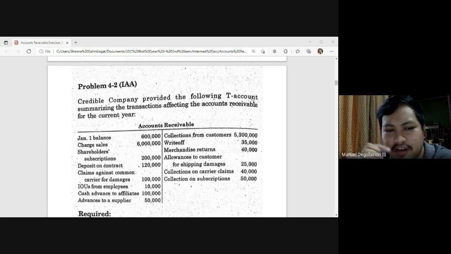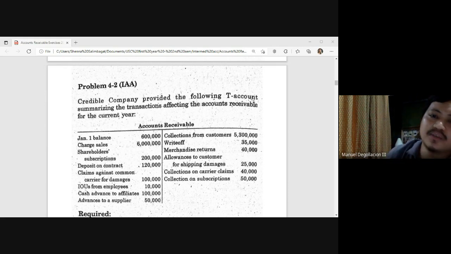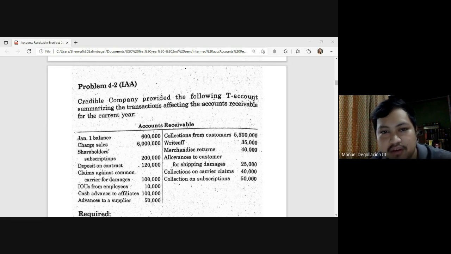Advances to a supplier, class, again, a form of a receivable but not an accounts receivable. But since this is between us and our supplier, this would be considered as a current kind of receivable. So therefore, treated as a current asset. Okay, and then that's it. Okay, everything else will no longer require recognition as a receivable, class.